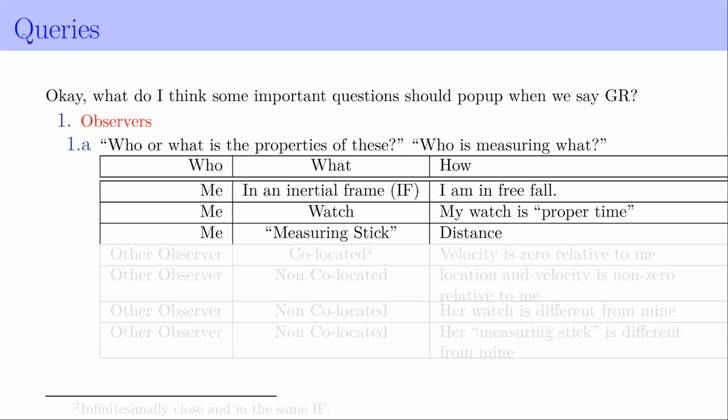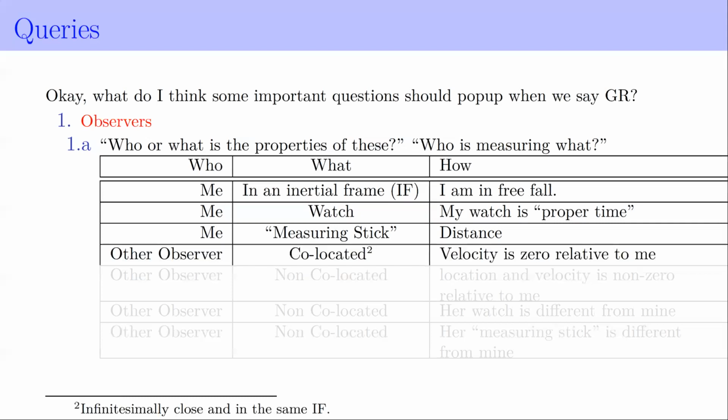My measuring stick measures distance. Another observer, if one is co-located, that is infinitesimally close and not moving relative to me, velocity is zero relative to me, then his watch will agree with mine and his measuring stick will agree with mine.